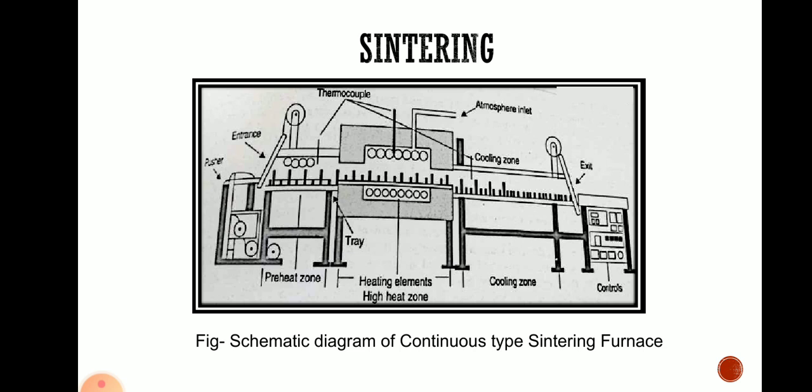In this furnace, the first chamber is the preheat zone. Second is the heating zone, where the actual temperature is increased to just below the recrystallization temperature, and the last zone is the cooling zone. Through these three zones the green compact is passed: first preheat zone, second heating zone, and third cooling zone. So this is called a continuous type of sintering furnace.